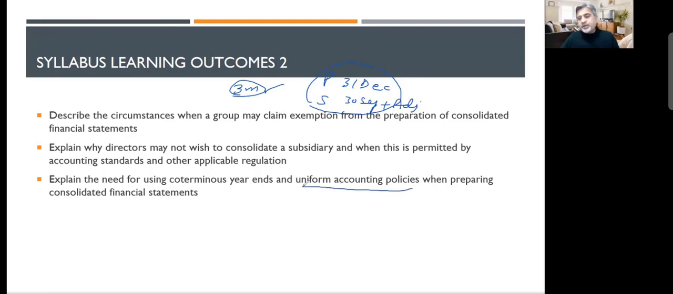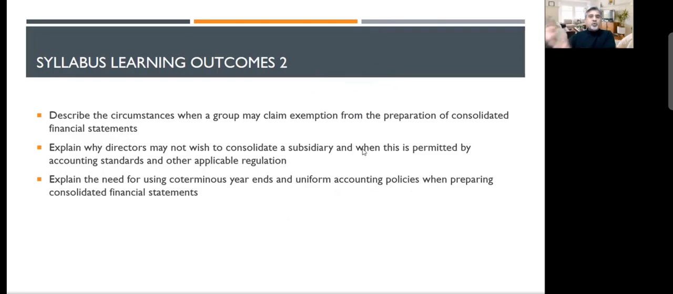And uniform accounting policies mean that you have parents and you have subsidiaries. Subsidiaries might have different accounting policies, and the parent might have a different accounting policy. A common example is that the subsidiary is using the cost model for PPE, while the parent is using the revaluation model. Then you have to use a uniform accounting policy, which is the accounting policy of the parent, and for that purpose you need to make adjustments, and we make fair value adjustments, etc. Although we cannot force subsidiaries to use our accounting policies, when you make consolidation, you make adjustments for that.